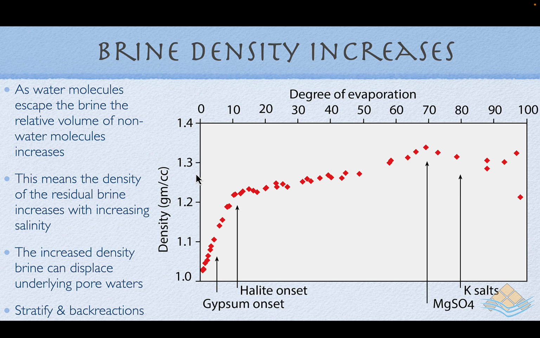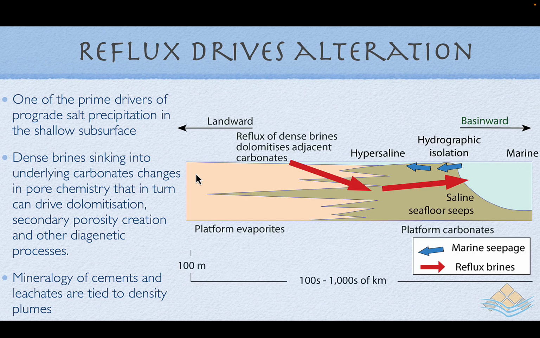That increased density can become sufficient that a dense brine mass will sink down into the underlying sediments. It can displace the underlying pore waters. It can also stratify, and it can also drive back reactions. Well, let's look first of all at a very important process on a regional scale, at a carbonate platform-wide scale. This is the process of reflux dolomitization.